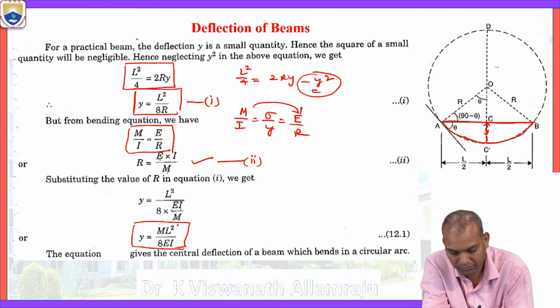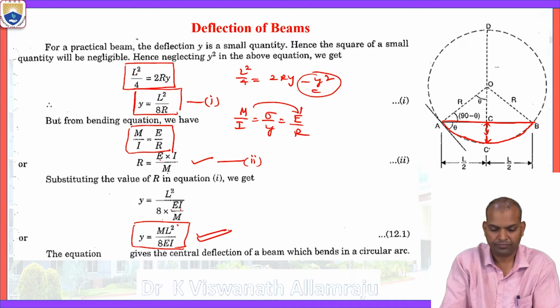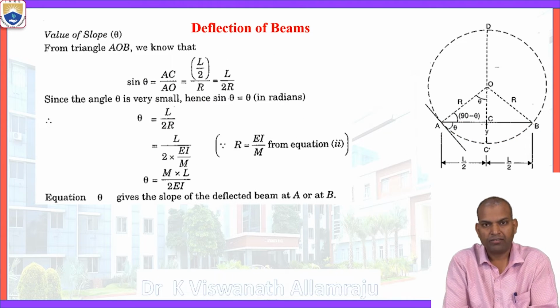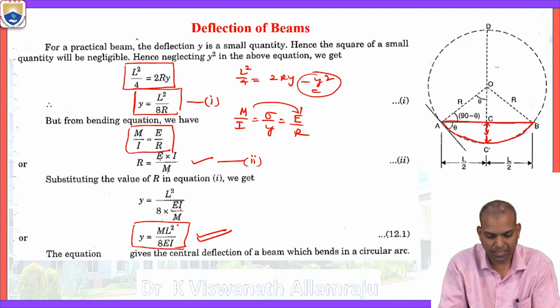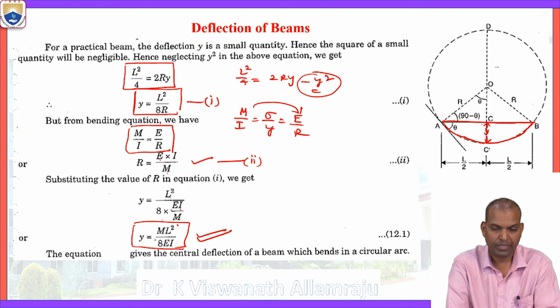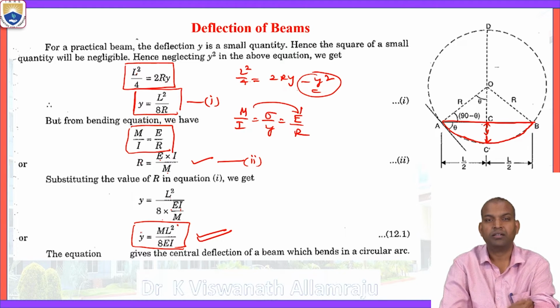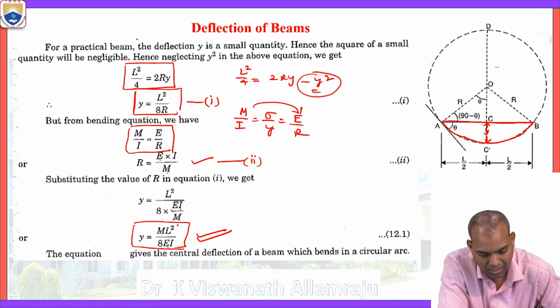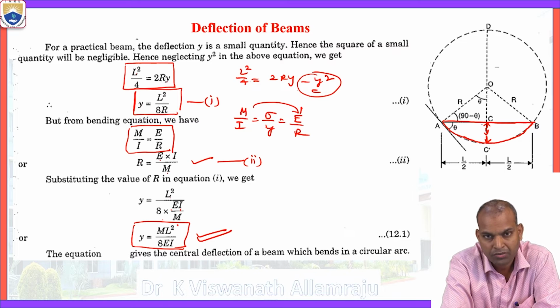This Y equals ML square by 8EI. We have calculated so far the deflection term. The deflection for this beam is ML square by 8EI, where M is the moment resistance or bending moment, L is the span of the beam, and E is the modulus of elasticity of the beam material.